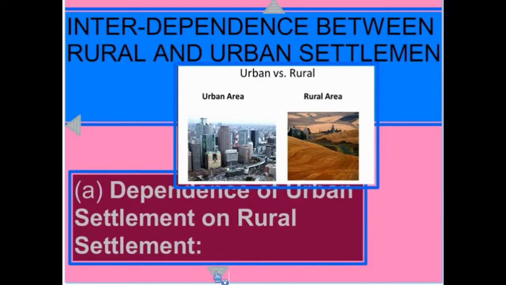Let's now proceed to dependence of urban settlement on rural settlement. How does urban settlement depend on rural settlement? Here we are going to look at different functions being performed by rural settlement to the urban settlements.